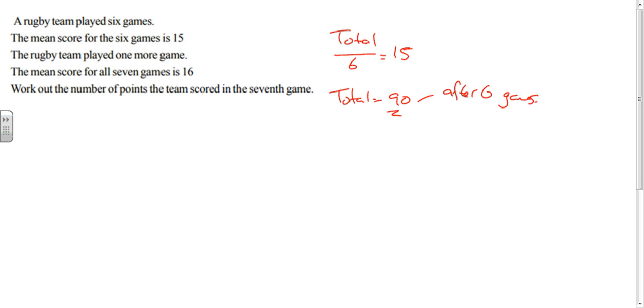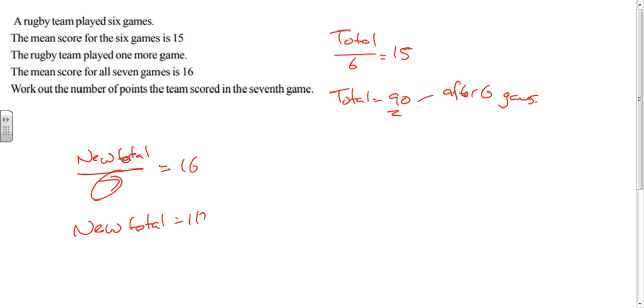We have a look again. So the rugby team played 1 more game, so now they've played 7 games, and the mean is 16. So the new total, divided by 7, because they played 7 games now, equals 16. So to get rid of the divided by 7, we times by 7. So the new total equals 16 times 7, which is 112.